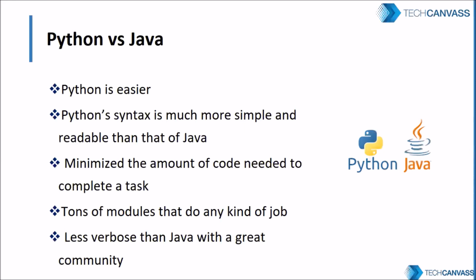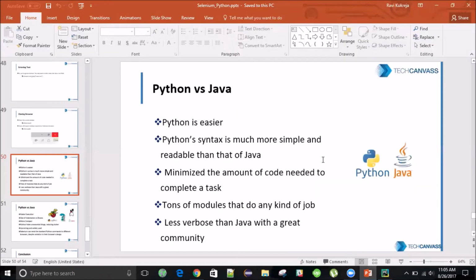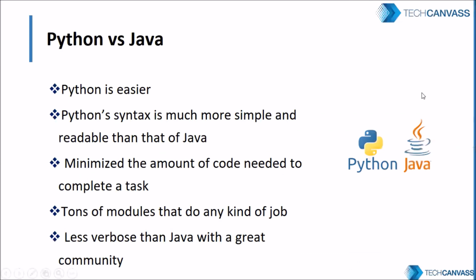Now, let us see what are the differences or what are the uses of Python over Java. So Python is undoubtedly an easier language. We saw that in order to take a screenshot, if you can see here, we are just writing one line of code, this line 17. But if you go to Java, there is quite a lot of code that you have to write if you want to achieve this functionality. So Python is definitely easier to understand to start.